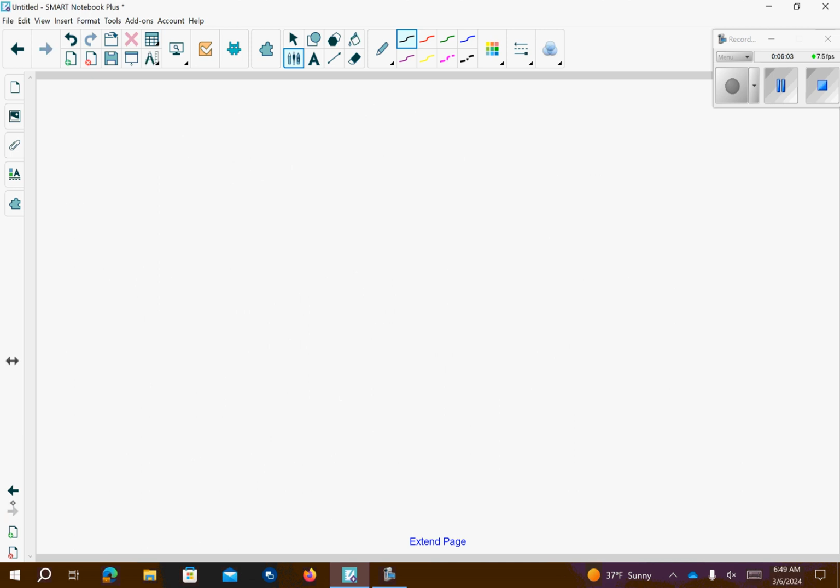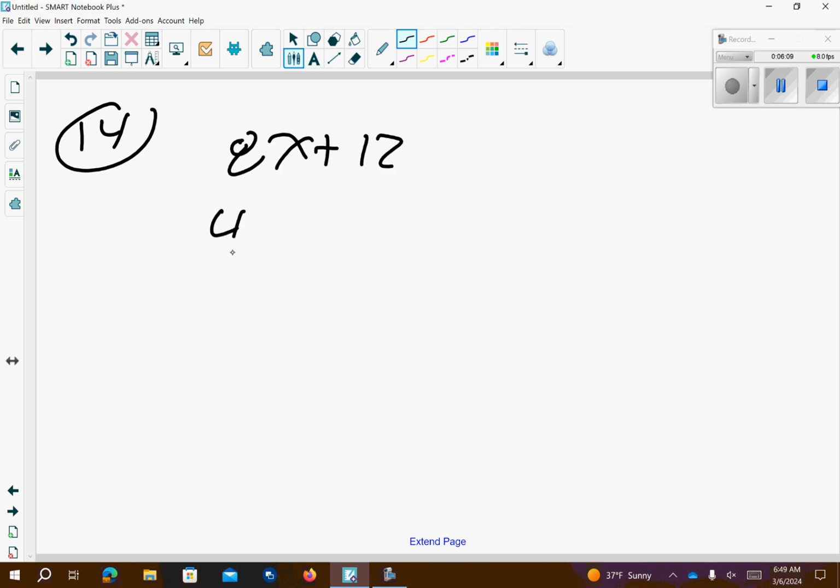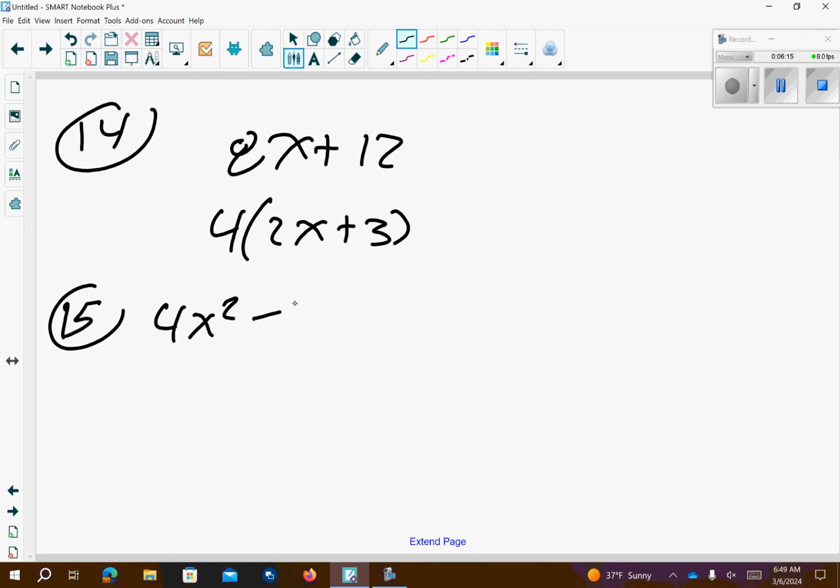On the back side, number 14, factor out a greatest common factor of 8x plus 12. So a 4 can come out, so I get 2x plus 3. That's done. Number 15, I get 4x squared minus 12x. Factor a 4x out, and then get x minus 3.